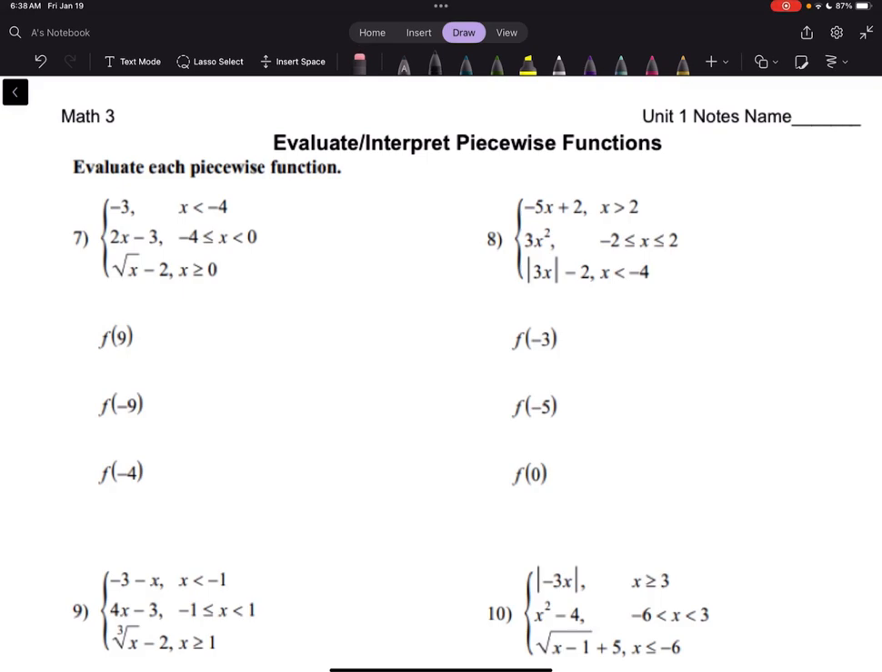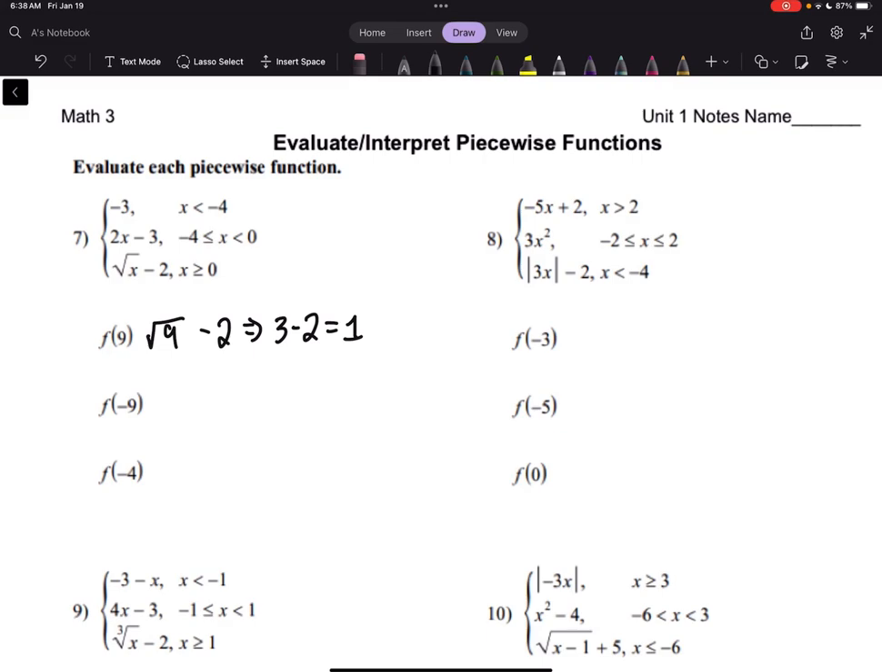Our equation is the square root of x, minus 2. We're going to put in 9. The square root of 9 is 3. 3 minus 2 is equal to 1. So in this piecewise function, f of 9 is 1.